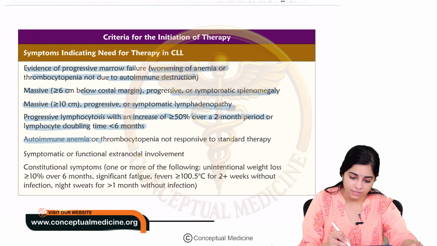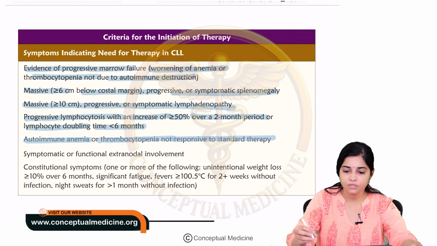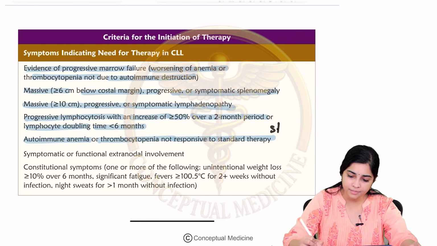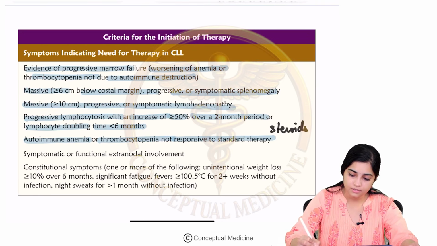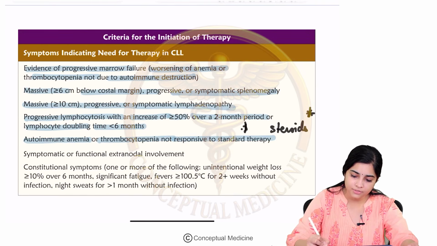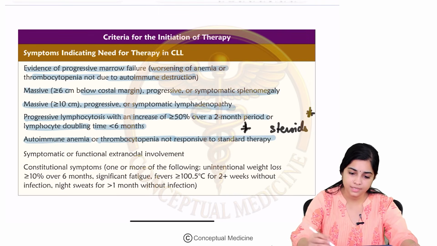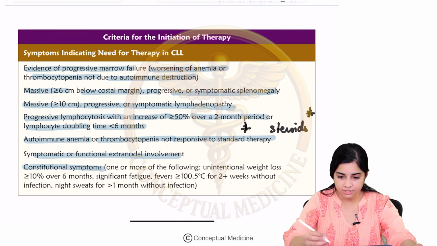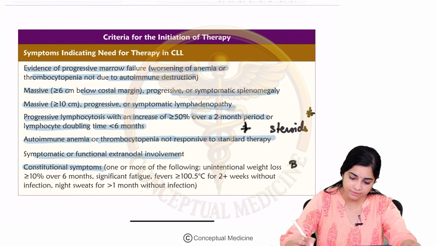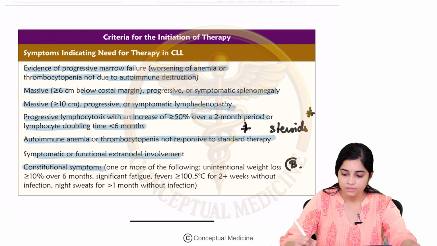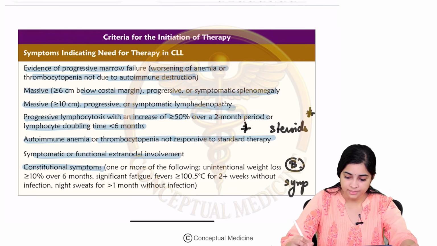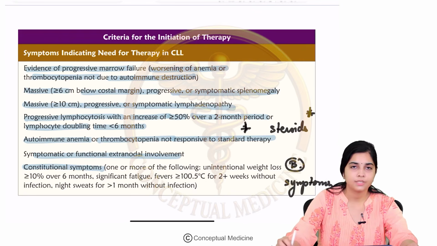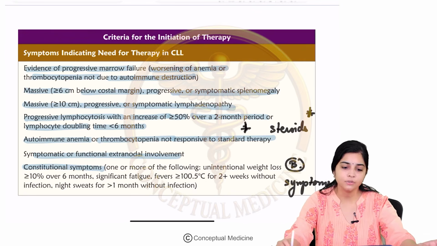If there is autoimmune anemia or thrombocytopenia that is not responsive to standard therapy, what is the standard therapy? Steroids. It is not responsive to steroids. Then the patient requires treatment for CLL. Then extranodal involvement, constitutional symptoms, which is basically your B symptoms, fever, weight loss, etc. Then you definitely need to treat the patient. Okay, so this is very, very clear and easy to remember.